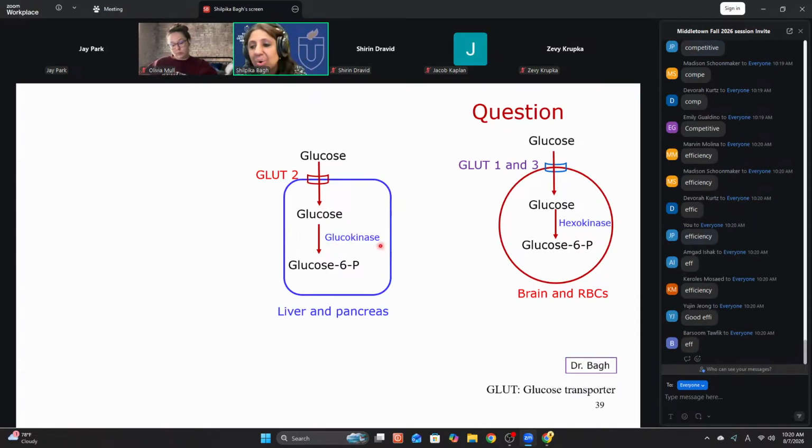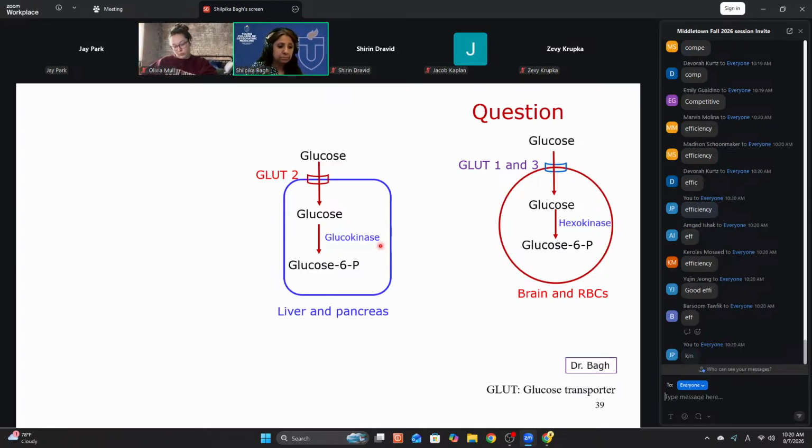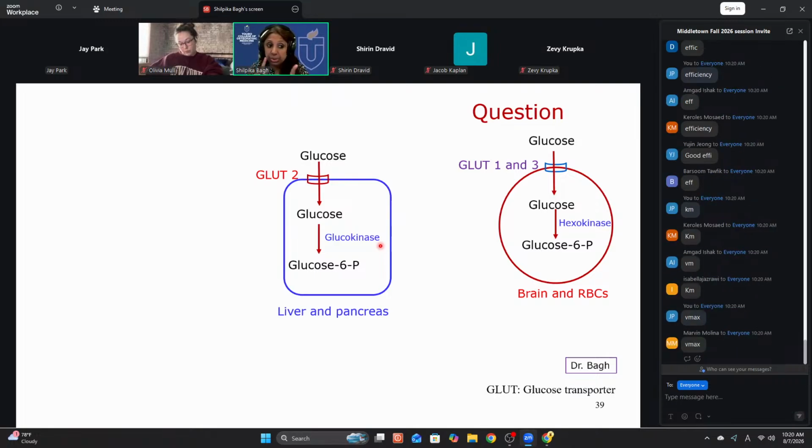That is why glucokinase has what? Who reflects efficiency, Vmax or Km? Efficiency. Efficiency is Vmax, not Km. That's why glucokinase, with a high Vmax, is in liver and pancreas, irrespective of Km.